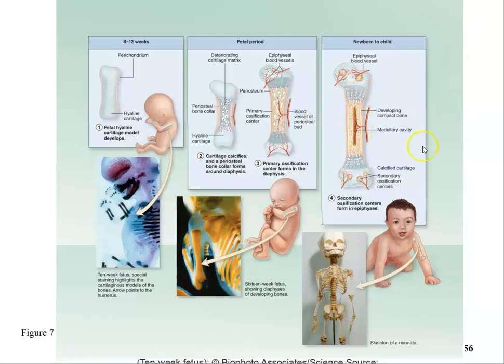And then you get to birth and onwards, you will have the primary ossification center making up the diaphysis of the bone. And then you're going to have secondary ossification centers start to pop up here at the epiphyses. And you're going to eventually have a growth plate that's made of cartilage that is going to keep growing as the child develops.